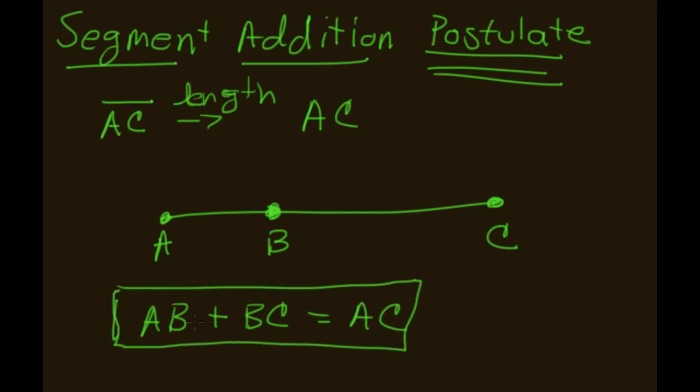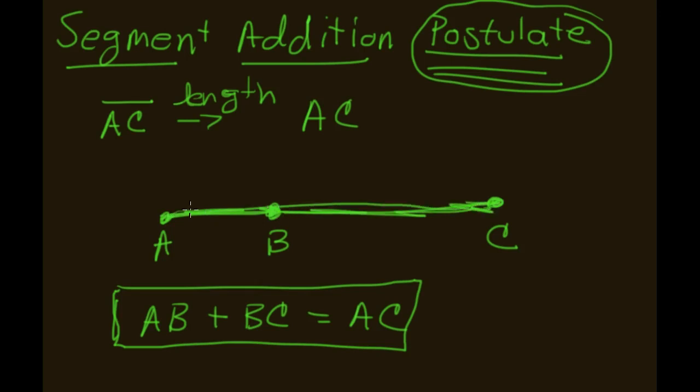And you're going, no kidding. That's something, but that's why it's a postulate. We have a name for this concept, but we don't have to prove it because it's pretty obvious that if I add this piece to this piece, then I get the whole thing. Okay, so that's what that postulate says.